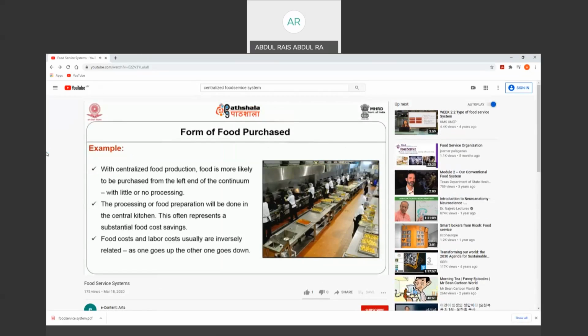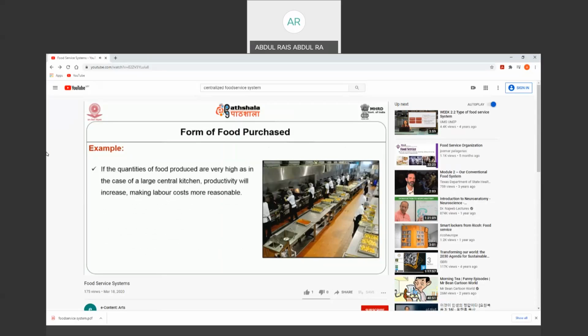Food cost and labor cost usually are inversely related. As one goes up, the other one goes down. If the quantities of food produced are very high, as in the case of a large central kitchen, productivity will increase, making labor costs more reasonable.